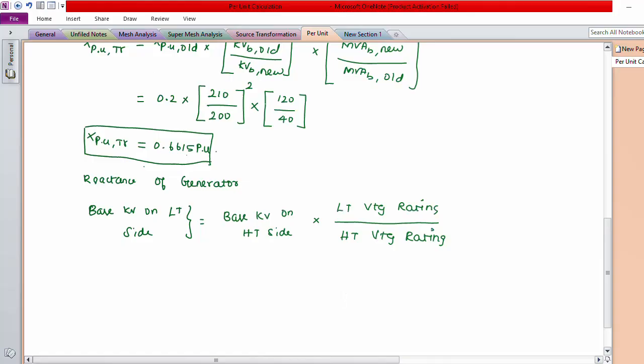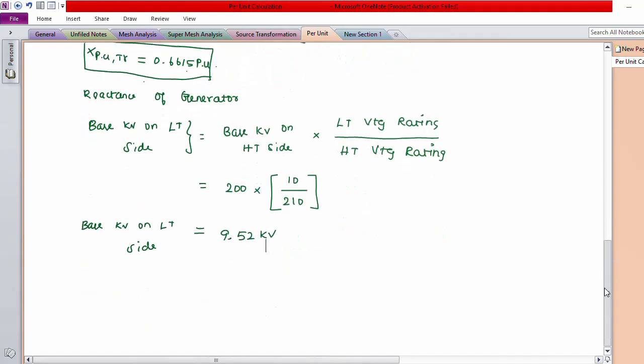So now the base kV on the HT side we have taken as 200 kilovolt, which is taken from the transmission line, into the LT voltage rating of 10 kilovolt, and the HT voltage rating of the transformer is 210. Now if you simplify this, we will get the base kV on the LT side. So if you simplify this value, we will get the base voltage as 9.52 kilovolt.